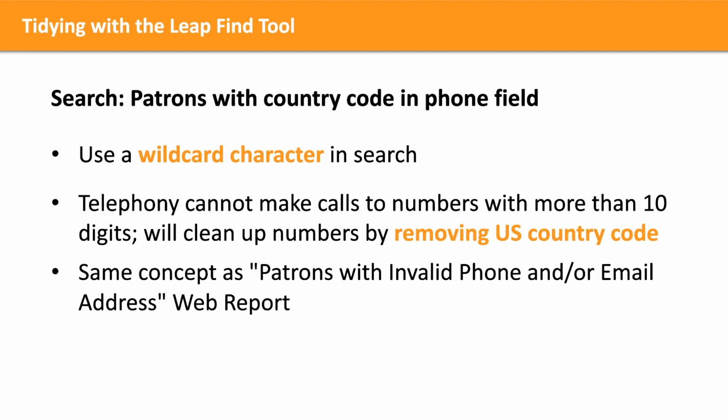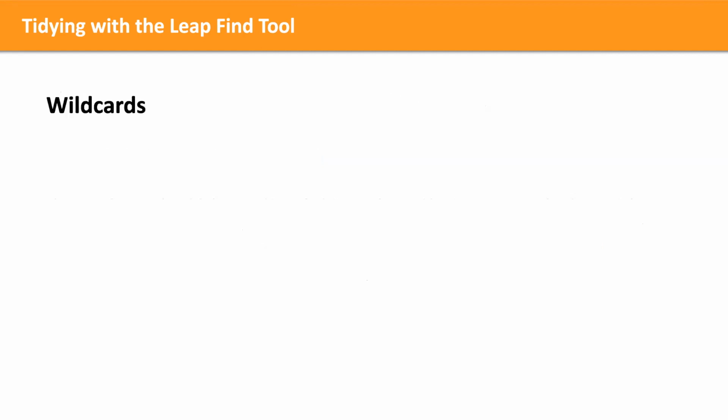This is the same concept as that invalid email and phone web report, but we can also locate these patrons using the Find tool. So what's different with this than many searches we do in Leap is that we don't have specific numbers or patrons that we're searching for. We basically just want anyone with a 1 in front of the area code. And this is where wildcard characters are going to come into play.